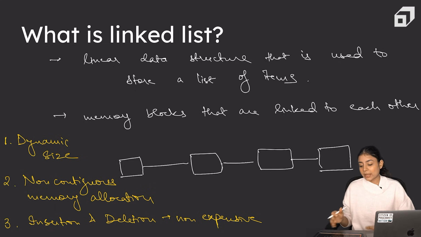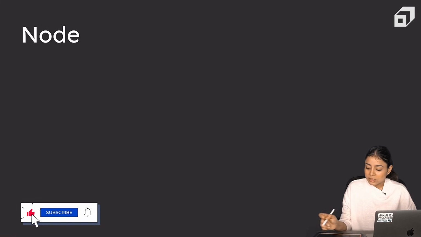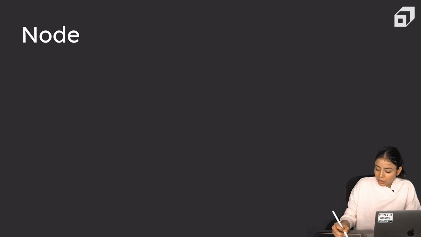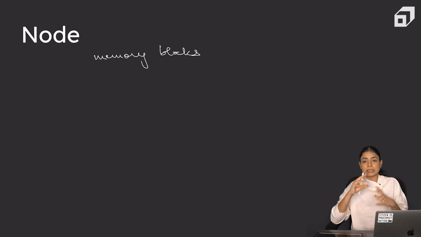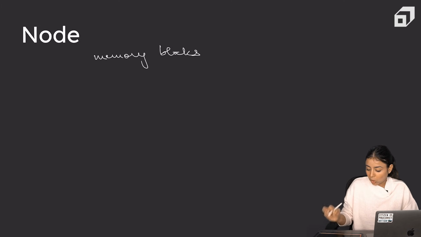So these are the three things that make linked list different from arrays and solve some of the challenges that are faced by arrays. Now let's discuss what is the building block of a node. We've been talking about memory blocks in linked lists that are linked to each other. You can call each of these memory blocks a node.